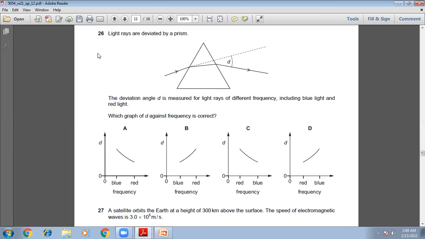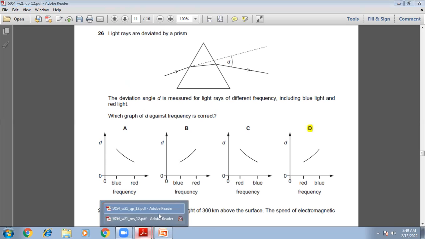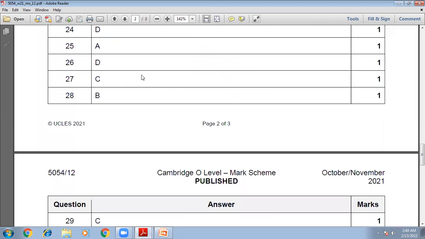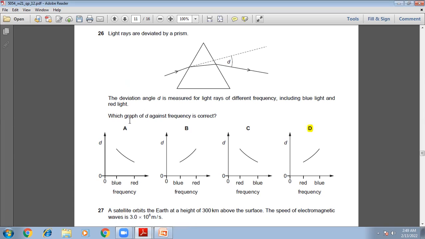You remember the code of the colors here? That is ROYGBIV. So the blue band gives this larger deviation. So the blue should have higher frequency and larger deviation. So I think D is the right option, sir. Question number 26, D is the right option. Yes, that's right.